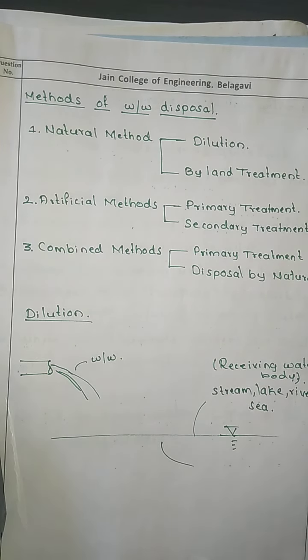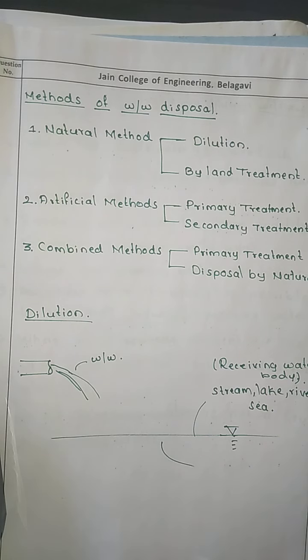Then the third one is the combined treatment: primary treatment followed by disposal by a natural method. First, in the primary treatment, we remove the larger floating elements and suspended particles, and then we dispose of it by a natural method, either by land treatment or by dilution.